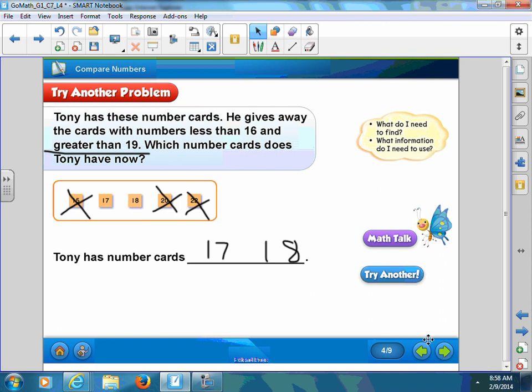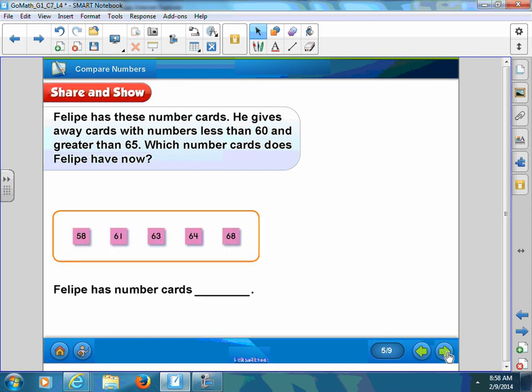Let's try another one. Felipe has these number cards. He gives away cards with numbers, and I'm going to underline this time the important part, that are less than 60 and greater than 65. What number cards does Felipe have now? So we need to find out what number cards Felipe has now.